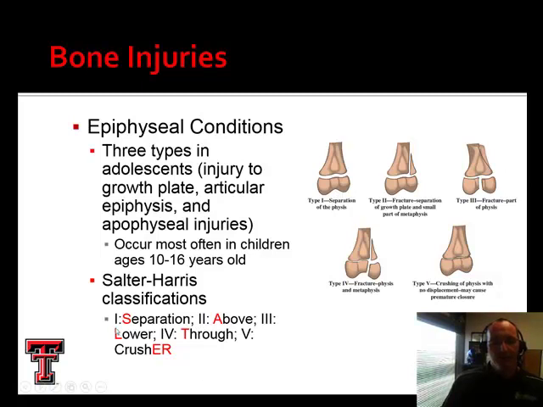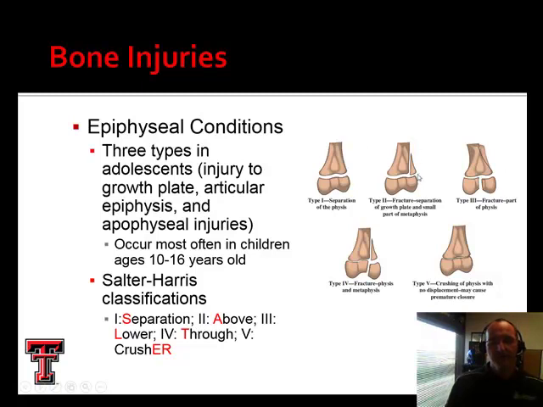Okay, so the types here, 5 different types, a little mnemonic to remember them. If we've got separation between the epiphysis and the diaphysis, that's a type 1. Those heal almost 100% of the time. Because that's an active bone growth site, as long as we get those 2 bone ends back in place, then it will heal. In the case of a type 2, here we've got an above.